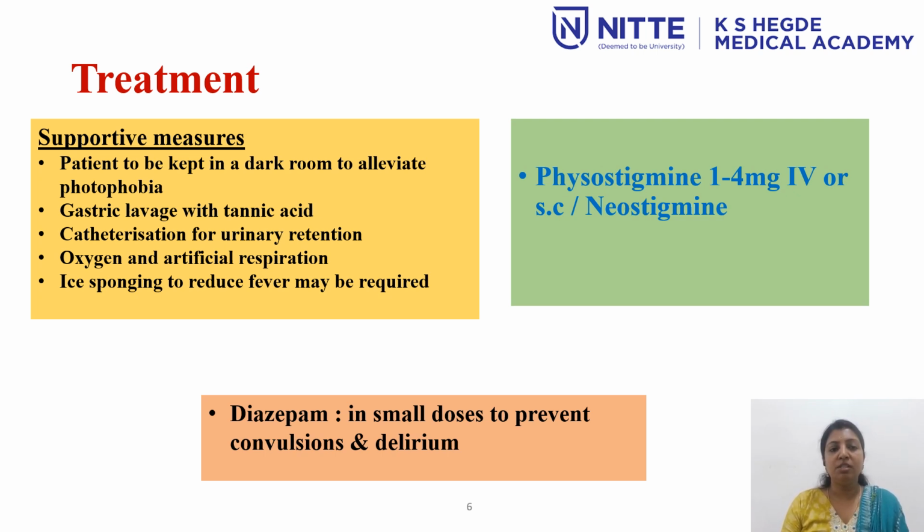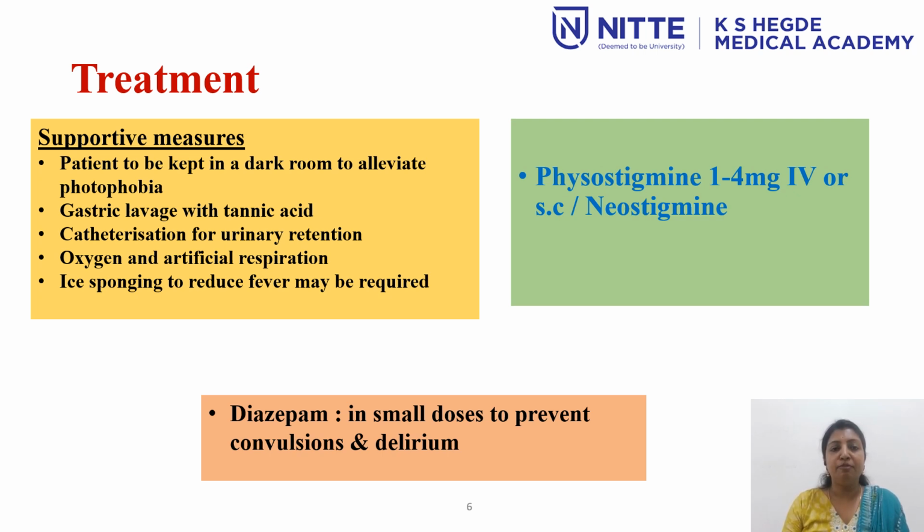For supportive measures, the patient can be kept in a dark room to alleviate photophobia. Gastric lavage can be attempted if the drug is taken by the oral route, to prevent further absorption. Gastric lavage with tannic acid can be done. Catheterization for urinary retention, oxygen and artificial respiration can be attempted, and ice sponging to reduce fever may be required.